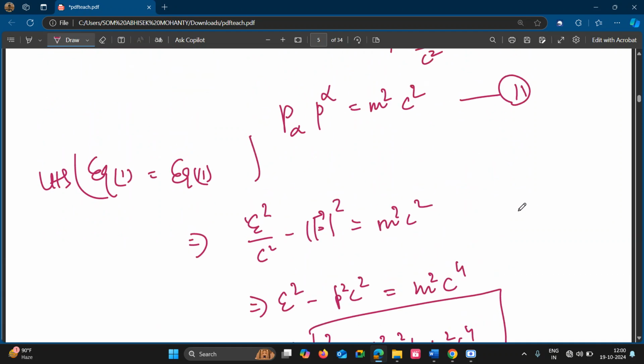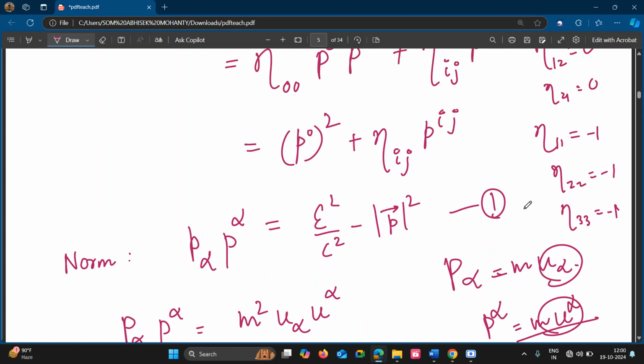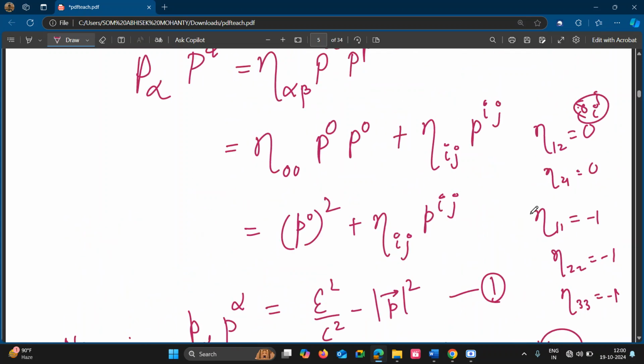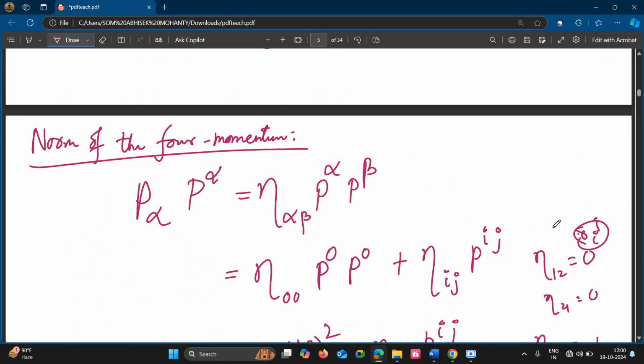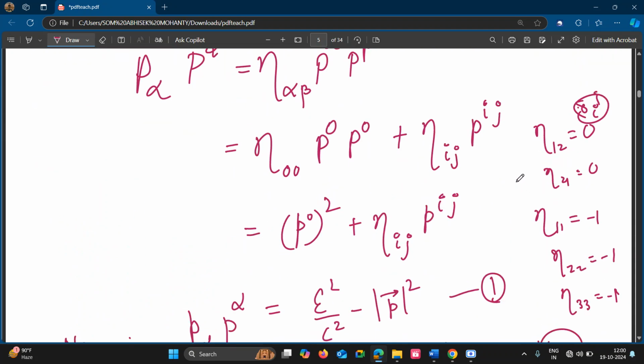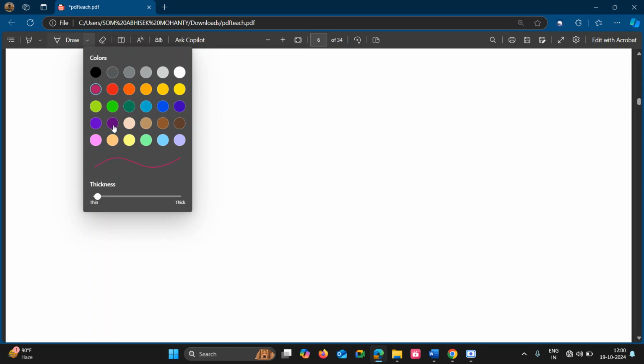This is a very satisfying result. It's like coming back to the origin, where we started. So it's a very satisfying feeling, right? So this is your norm. Now next, we'll do conservation of energy and momentum.